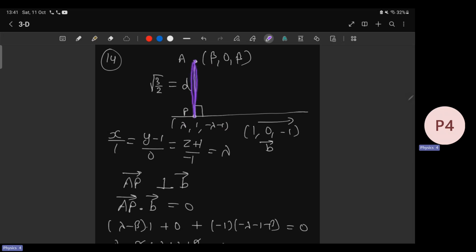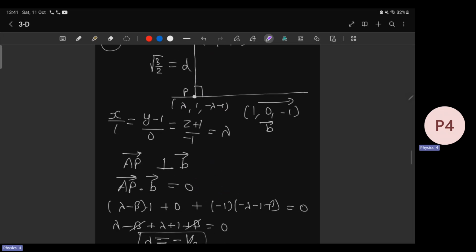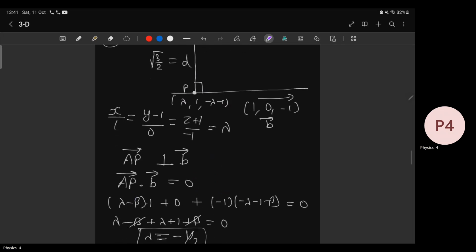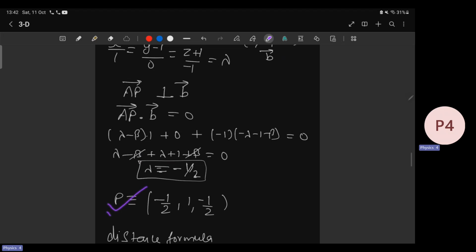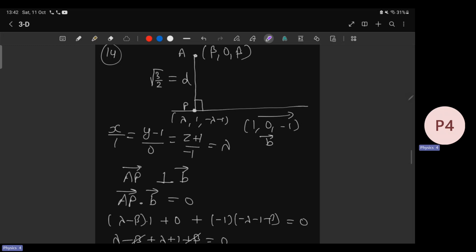AP vector is perpendicular to B vector, so the dot product of these two vectors will be 0. So AP dot B will be 0. The dot product is lambda minus B plus 0 plus this. From here we can solve and get lambda equals minus half. If we put the value of lambda here, we will get the coordinates of point P, that is -1 comma half comma -1, right?